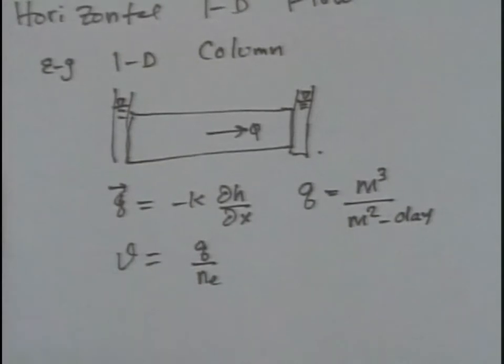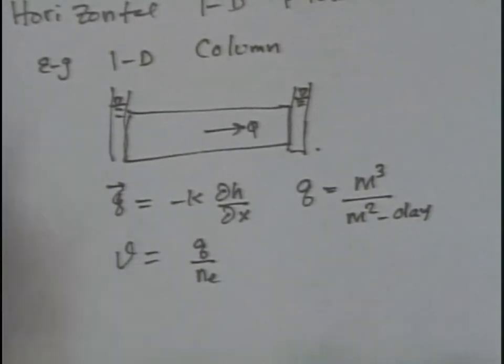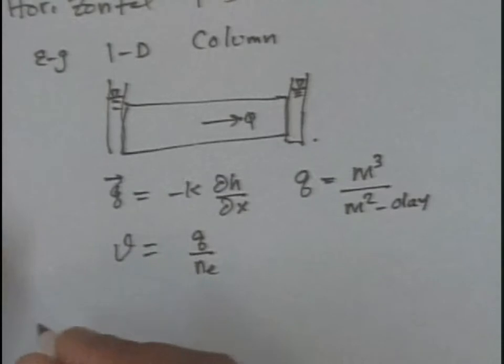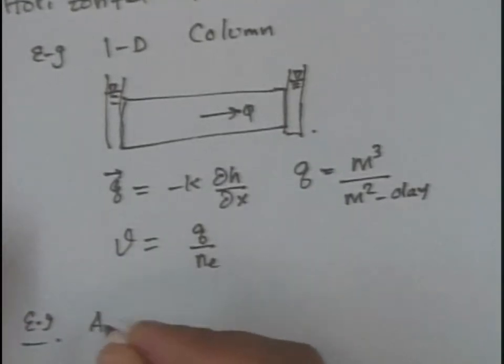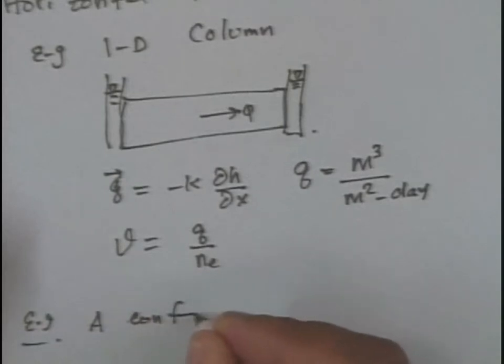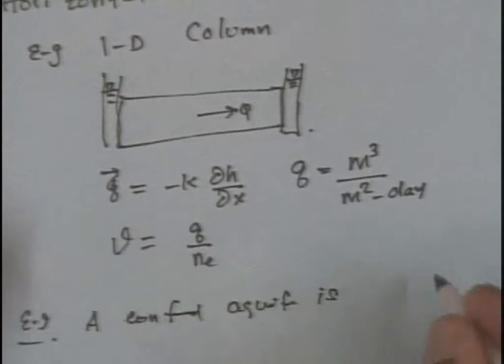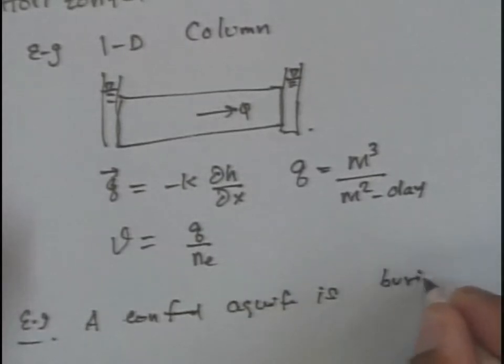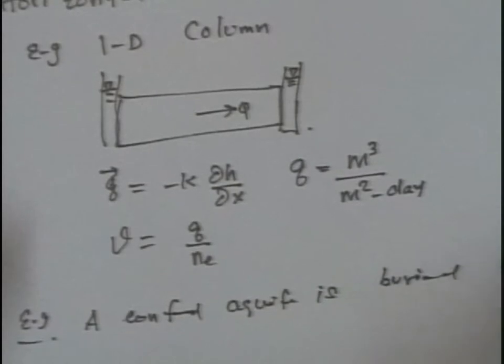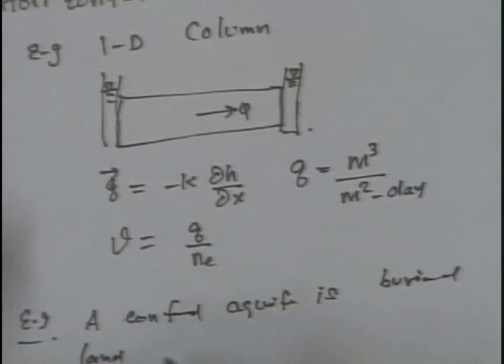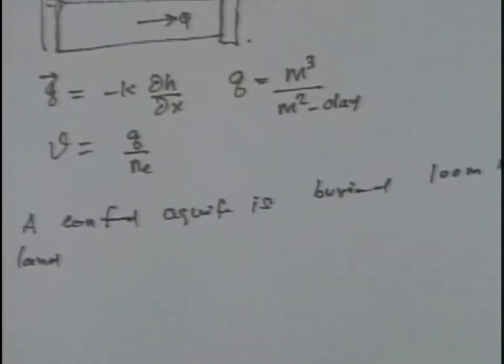A good example is I can say, well, there is a regional confined aquifer. Say if I give you a problem like, for example, a confined aquifer is buried 100 meters below land surface. I'm just making up a problem.